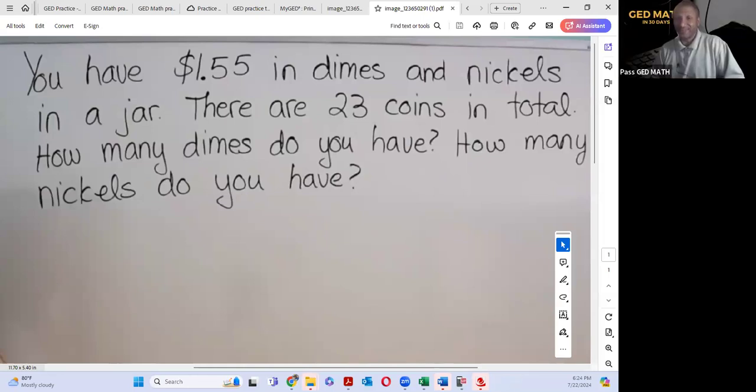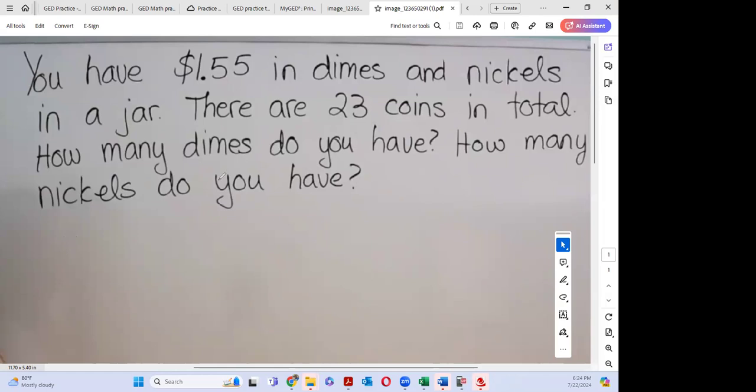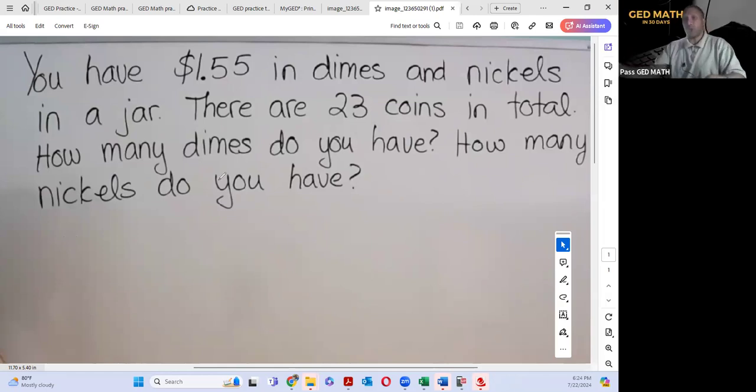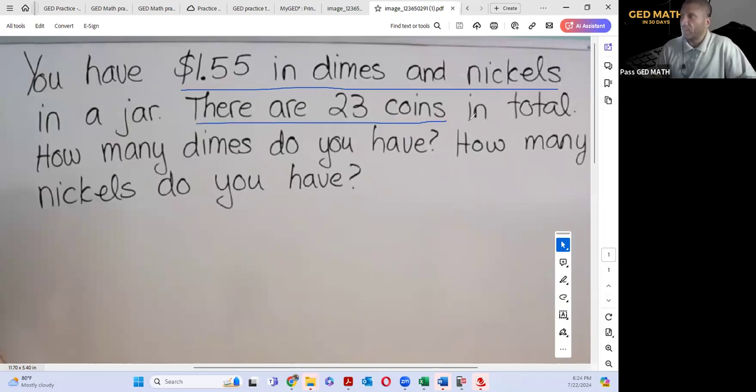Hi, everybody. So this is considered a difficult problem, but I'm going to show you how the GED will give you this problem. So first of all, identify your givens. You have $1.55 in dimes and nickels. There are 23 coins in total.